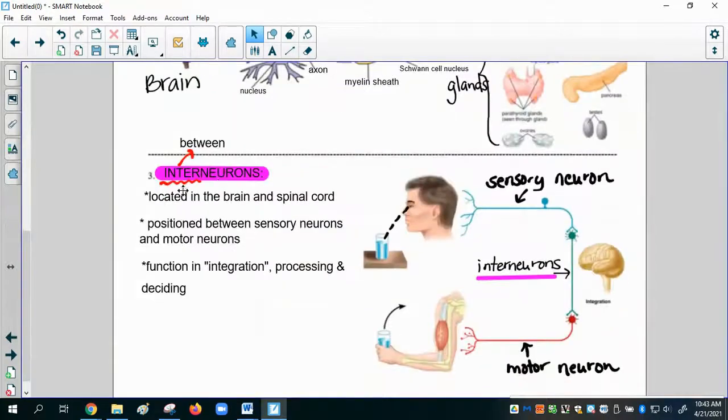The brain and the spinal cord are made of only the interneurons. Those are our thinking or processing or deciding neurons, and they are located between the sensory neurons and the motor neurons in the brain and spinal cord.